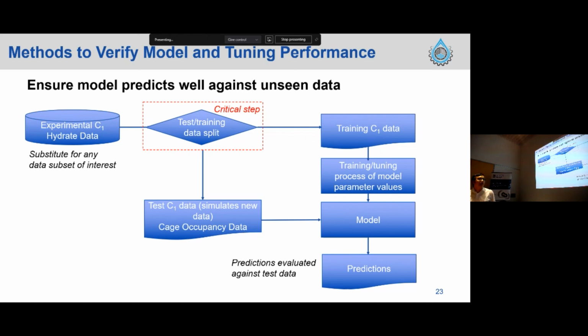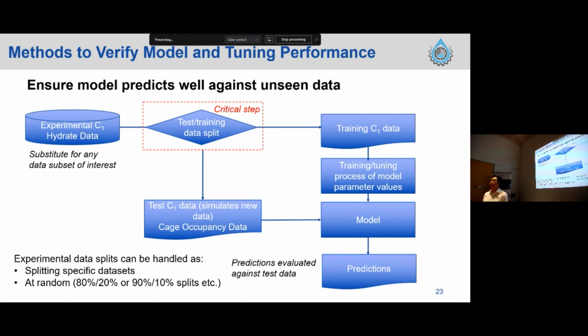And what's really cool about this method is that we can be sort of flexible and creative with how we develop our automatic tuning parameter algorithm. So the experimental data splits can be handled as splitting specific data sets, or we can split them at random proportions. But by having this large experimental database available, we can also identify which data sets are going to perform well and which data sets are high quality. And we can also choose to specifically eliminate specific data sets that aren't consistent with other hydrate phase equilibrium measurements. So we have a lot of freedom to develop the automatic parameter tuning algorithm that will give the best results in 90% or more of cases.